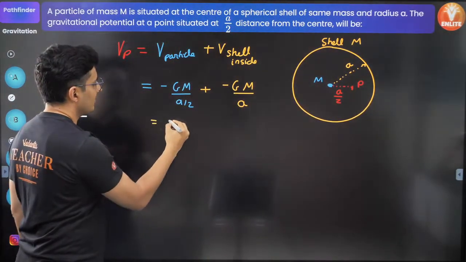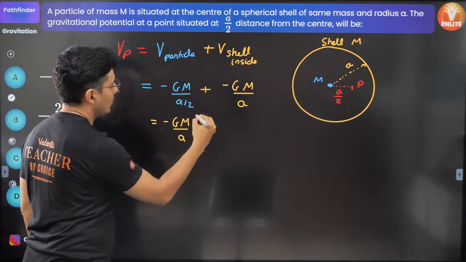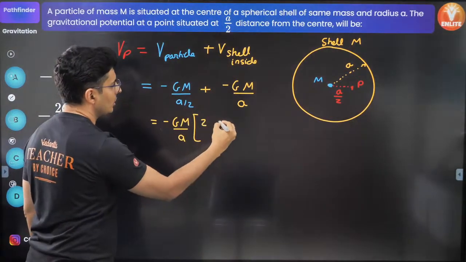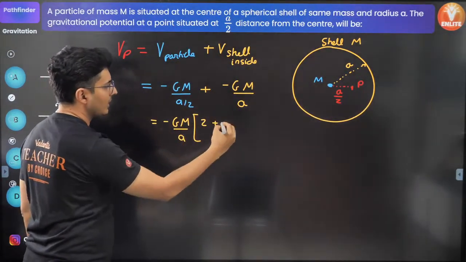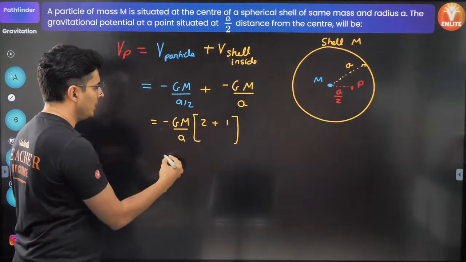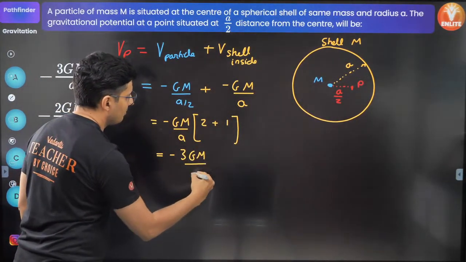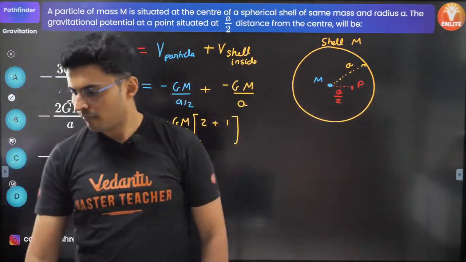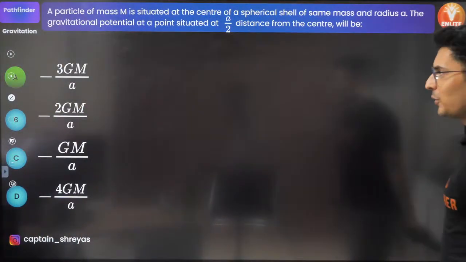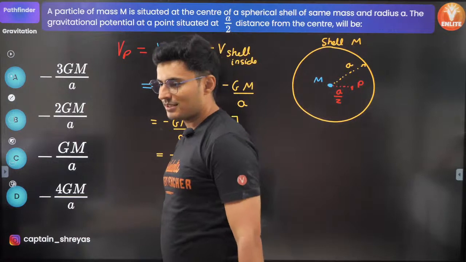Now simplify this further. So minus GM by a is common. From here 2 goes on the top. A minus has been already taken out. So it will be just 1 which is common. So it will be minus 2 plus 1 is 3. So minus 3 GM by a. Is it there? Yes, option A. Who was it? Very good, Hari Prasad.